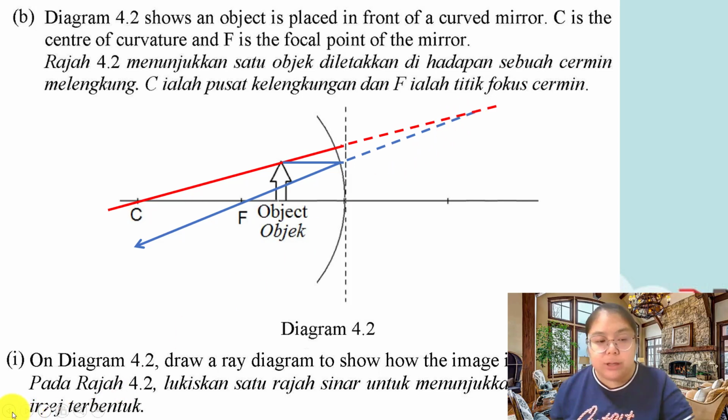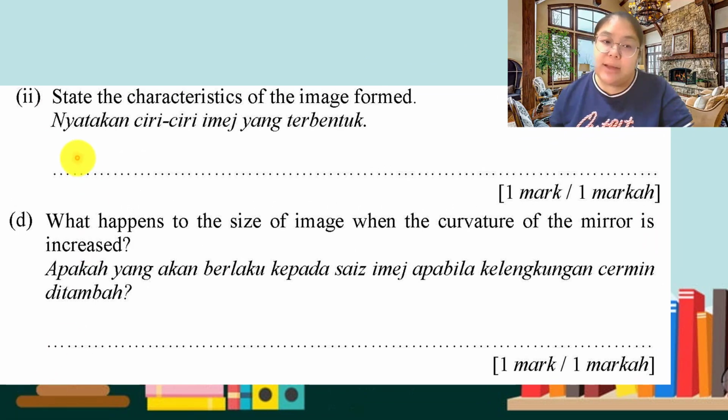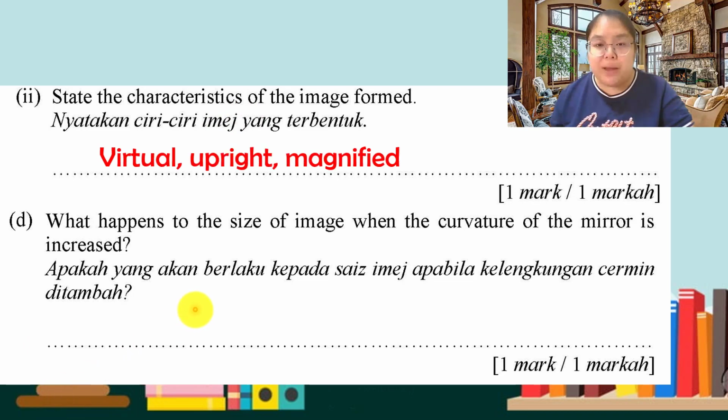Redraw your image. My image is an arrow, but you draw it in dotted line. It goes up, because you draw from the horizontal line. So from here again, the characteristic is sure to be virtual, then magnified, and one more, upright. Depending on whether the question asks or not, if they never ask, you must also understand it. Then again, the characteristics formed: the answer is virtual, upright, magnified.